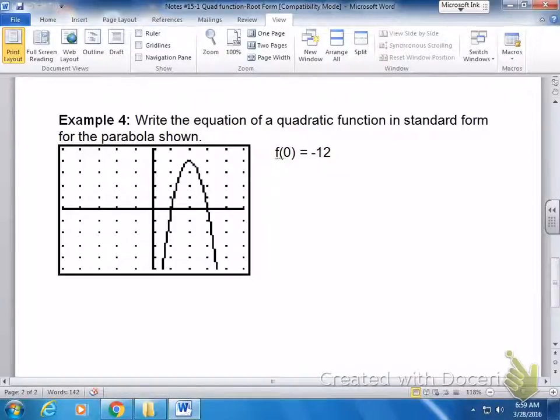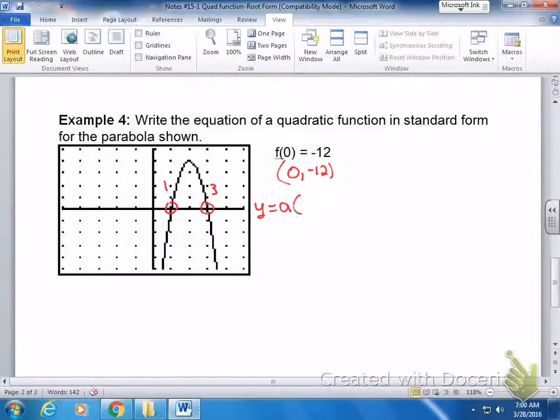It says write the equation of the quadratic function in standard form for the parabola shown. So standard form is a little bit different. We may have to do some multiplication. First thing I need to realize is they didn't actually tell me the zeros, but I can see them on the graph. It looks like I have one at negative 1 and one at positive 1 and one at positive 3. It also told me f of 0 is negative 12. Well, that would mean x is 0, y is negative 12. So that's my y-intercept.